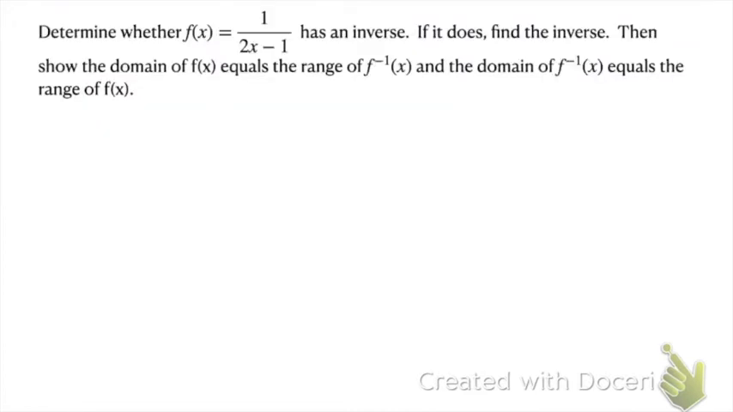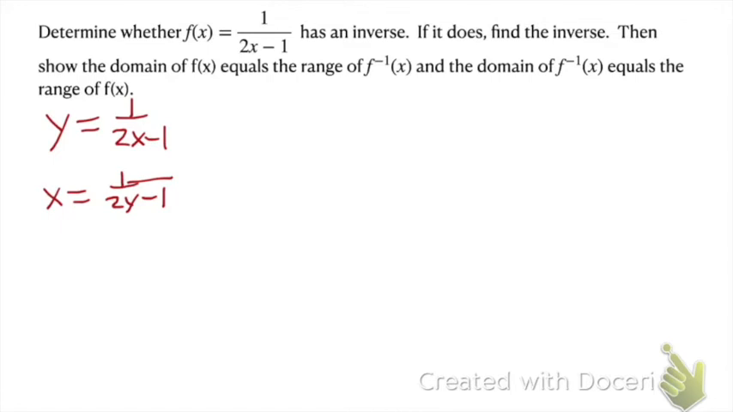So it says, determine whether f of x equals 1 over 2x minus 1 has an inverse. You can graph it to make sure it has an inverse, and this one does have an inverse. Now it says find the inverse. So we have f of x equals, we want to change this into an equation. So y equals 1 over 2x minus 1. Then we're going to interchange our x's and y's. So we have x equals 1 over 2y minus 1. Then we're going to solve for y.